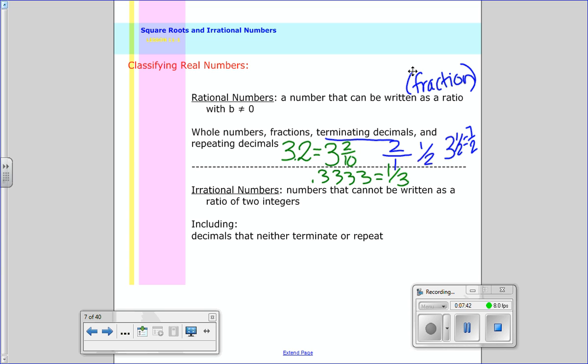Irrational is the opposite. These are numbers that cannot be written as a fraction or as a ratio. And this includes decimals that are neither terminating nor repeating. So if these decimals keep going on and on and on, and there doesn't seem to be any repeating to them, so it doesn't go like 0.333 or 0.21212121 and so on, they're considered neither terminating nor repeating. They're irrational. An example of this would be pi, because there's really no pattern going on. It goes 3.1415926 and so on. So it doesn't repeat.